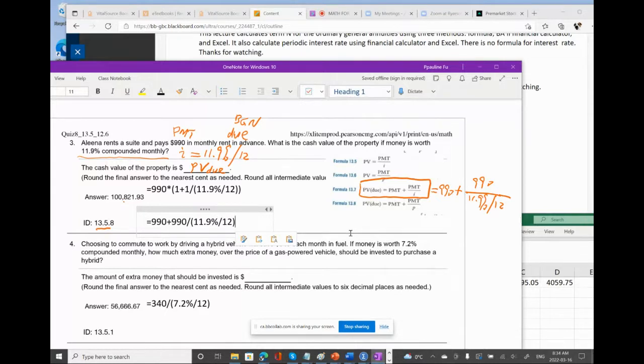The other way to use this formula is you can take PMT out. Okay, it is the same as PMT times 1 plus 1 over I, the same formula. Okay. Any questions?